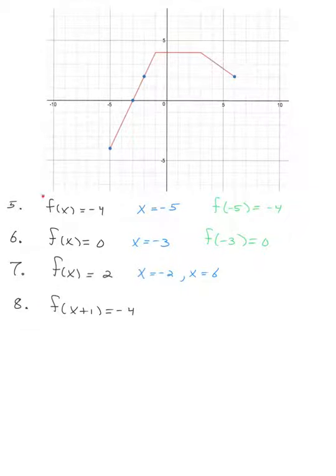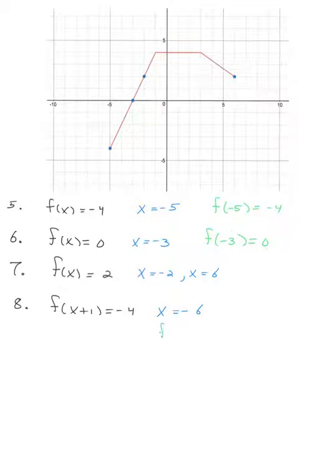I'm going to refer to this piece up here. Where is my function equal to -4? And I see the answer is -5. It's x equals -5. You might think, I know what, I'll add 1 to that number, but actually the opposite is true. I'm going to take this value and subtract 1 from it. That is the answer to this problem. x equals -6.